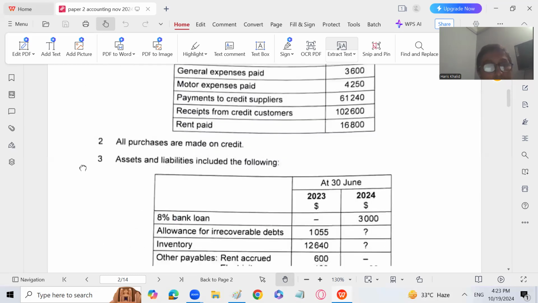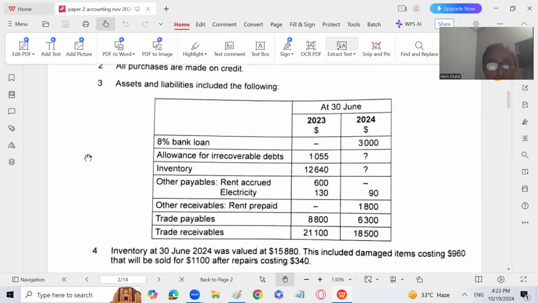Assets and liabilities include the following: 8% bank loan, which was not there in 2023. We have taken that bank loan of 3,000 in 2024. Allowance for irrecoverable debts, you may call it allowance for doubtful debts or provision for doubtful debts, one and the same thing, is 1,055 for 2023, and for 2024 it is not given. Inventory opening is here, closing is not given. Maybe it is written over here in the fourth point.